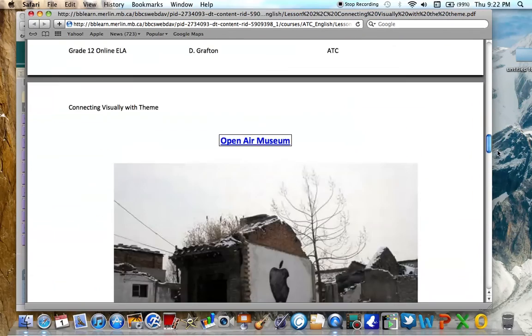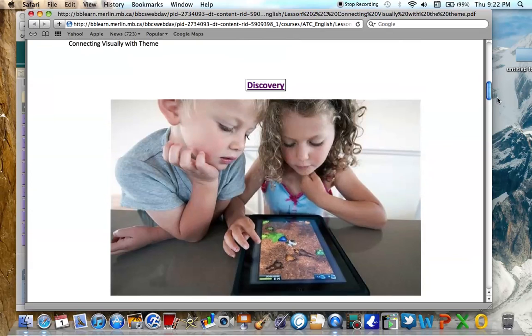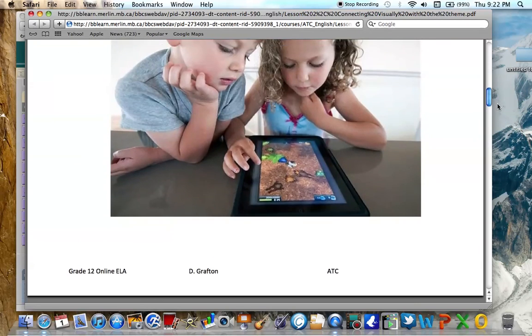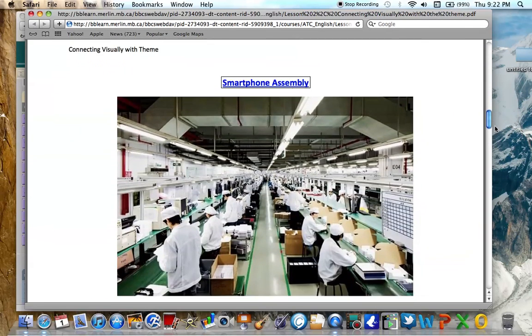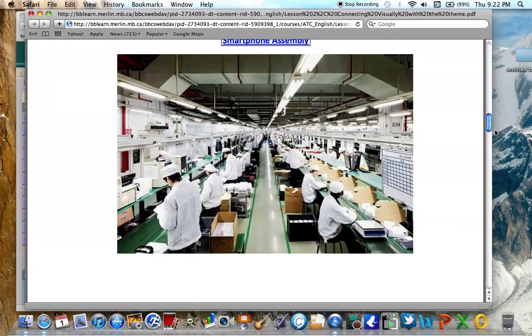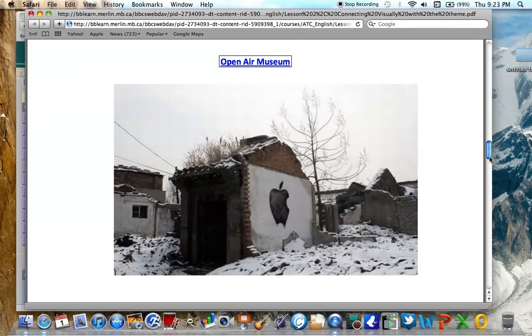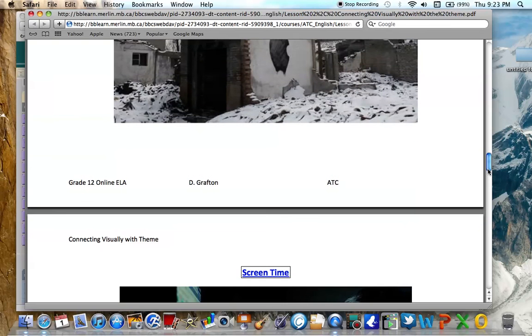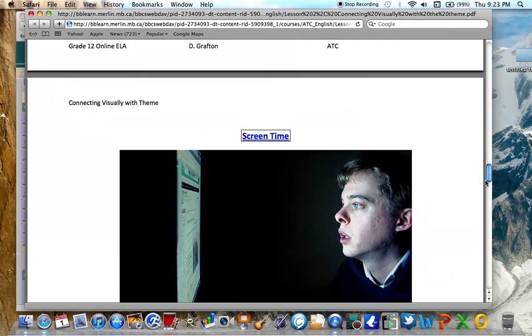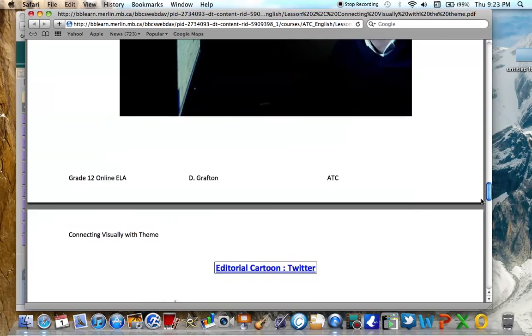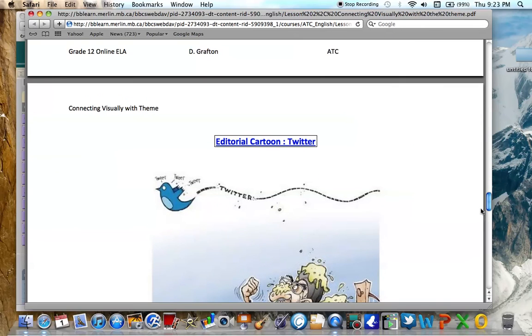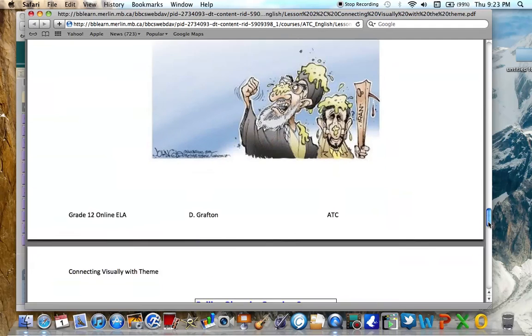Just quickly looking at these, I would think that 3 of them present more of a positive view of technology, and 3 of them present more of a negative view of technology, or at least bring to light some of the negative issues connected to technology. So it's sort of balanced in that sense: 3 positive, 3 negative.